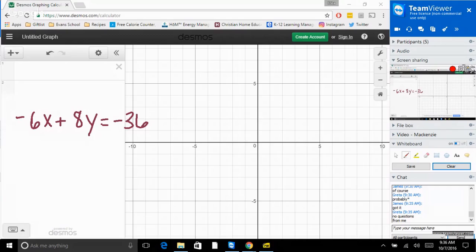In addition, for any of you that have TI 83 or 84 calculators, if you go to plug this equation into your calculator, you can't do it because of the way a TI calculator is set up. When you go into graph, there's a bunch of Y1, Y2s. You have to write into your TI calculator in y equals something form. So if you go to try to graph negative 6x plus 8y equals negative 36 in your graphing calculator, it's not going to like it like that.